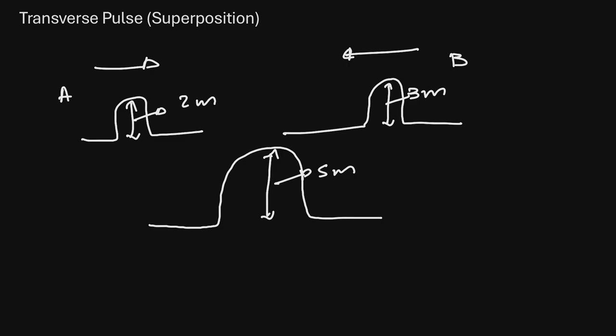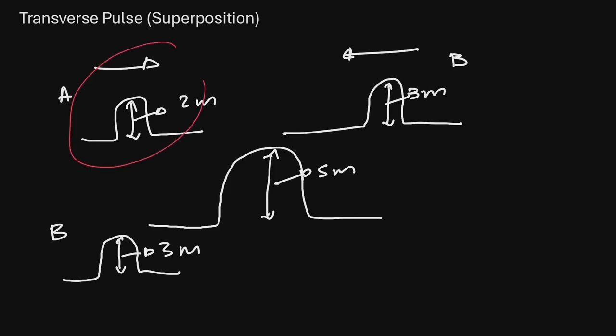So but now, after these pulses meet, they're going to continue to move in their own directions. So the pulse of B was moving to the left. So after the interference, it will continue to move to the left. So that means the pulse of B will be on this side. But now after they pass the interference, it will return to the normal amplitude, which was 3 meters. And this was the pulse of B.